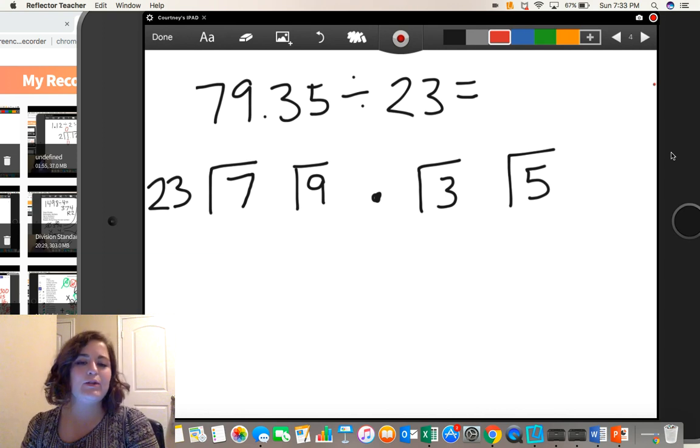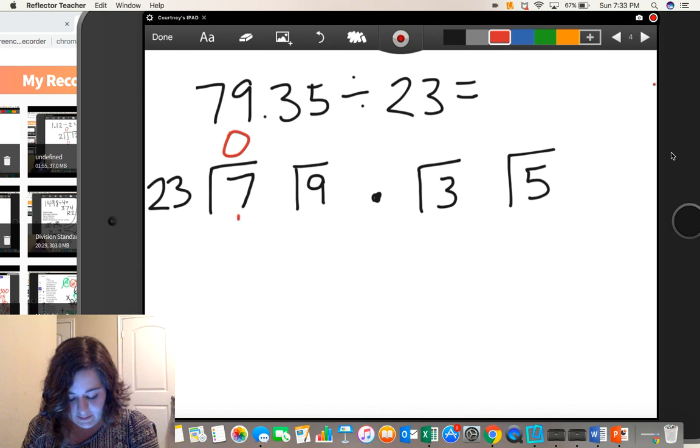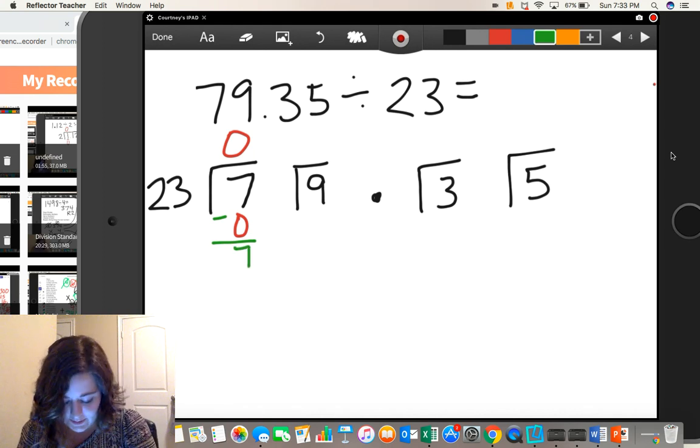23 times 3 is already 69. That's too big, so we have to go 0. 23 times 0 is 0. After we multiply, we have to subtract. 7 minus 0 is 7. And 7 is less than 23, so we're good to bring it to our next division house.